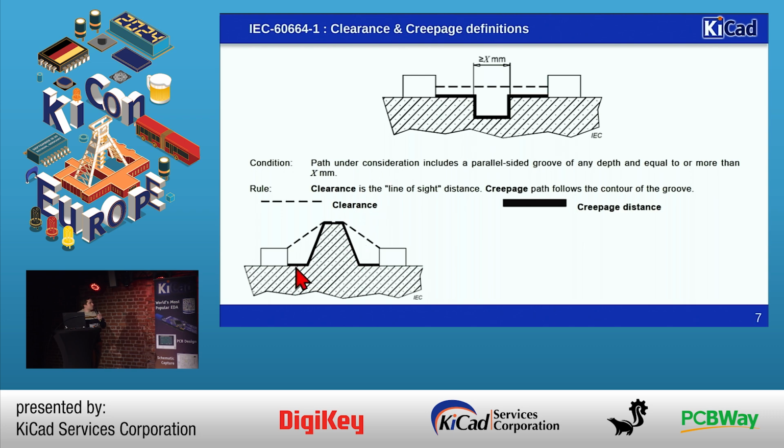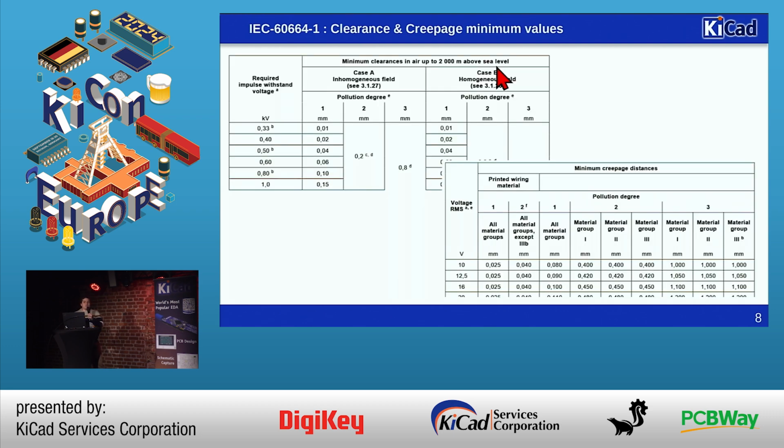If we have an object in between, the clearance would be the shortest path in the air. And the creepage on the other side will follow the grooves, follow the shapes, provided that the groove width is superior to some value that depends on your application. Then we need to set minimum values.